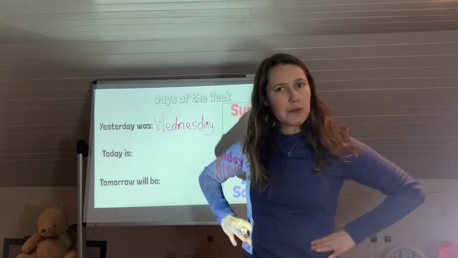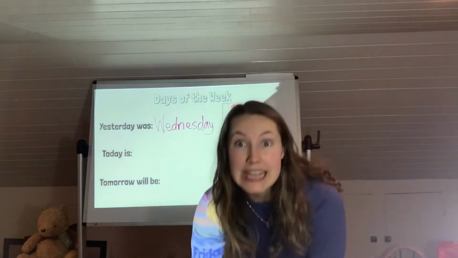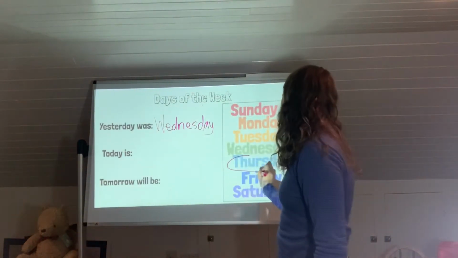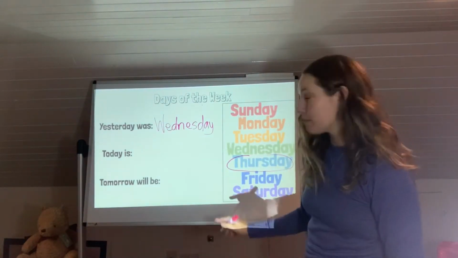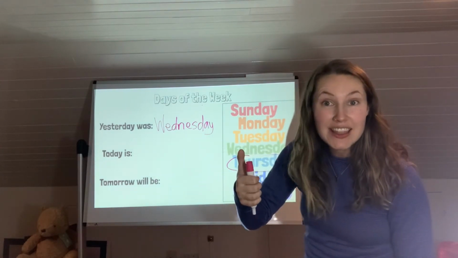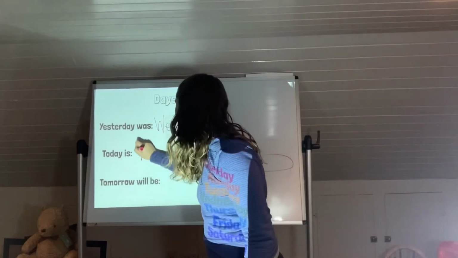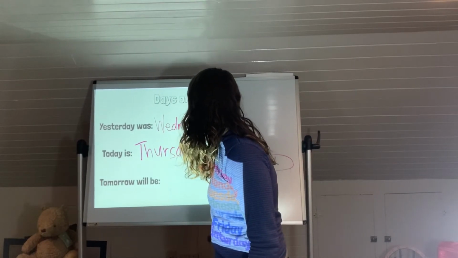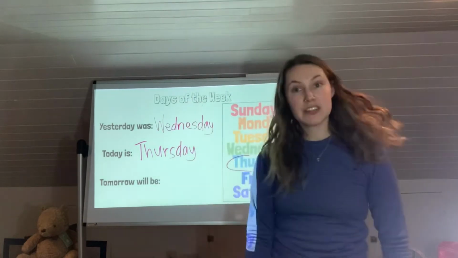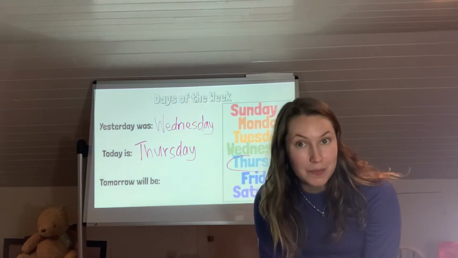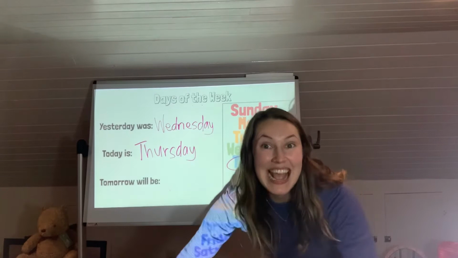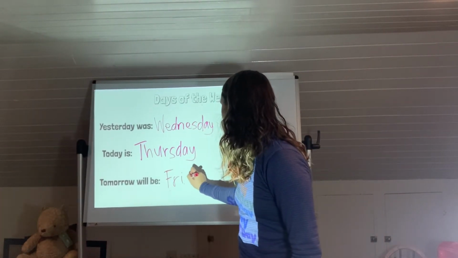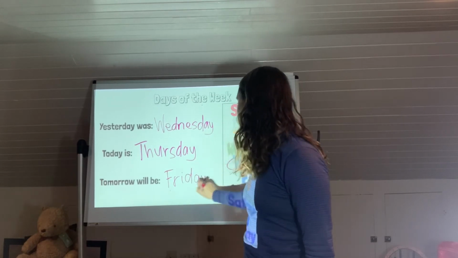Now, if yesterday was Wednesday, that means today is Thursday. Very good. So we can circle Thursday, and it begins with that TH, the blend, like in thumb. So I'm going to add Thursday up here. Now, if today's Thursday, what will tomorrow be? Friday. Tomorrow will be Friday, all the way down to your toes for Friday.